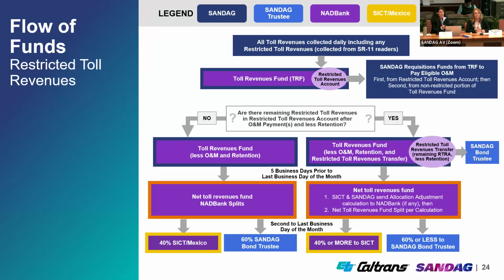This is a more complicated version of what I just told you, but it shows the flow of funds into NAB Bank. Those funds, toll revenues that are collected every day off State Route 11, are transferred by SANDAG to NAB Bank. Any restricted toll revenues, SANDAG needs to tell NAB Bank, put these in the restricted toll revenues account. SANDAG, when it requisitions amounts to pay eligible O&M, will requisition first from the restricted toll revenues account. 5 days before the end of the month, we'll see, are there remaining restricted toll revenues in the account?